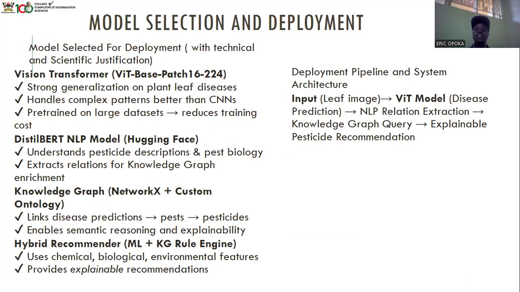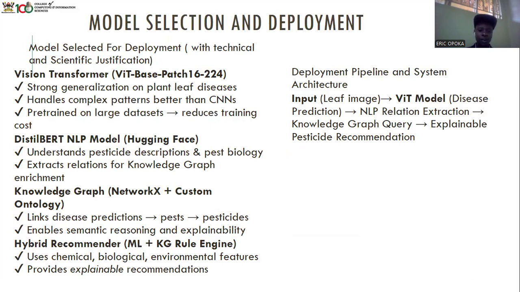Moving on, we have model selection and deployment. In this case, the first one which we had to train was the vision transformer, which achieved 98% for maize. Then we have the distilled BERT NLP from Hugging Face, the NLP model we use, which extracts relations from the text. From text, it then gets into a knowledge graph. Then we have the knowledge graph, for which we use NetworkX and a custom ontology, which predicts the pest, and from the pest, the pesticide.